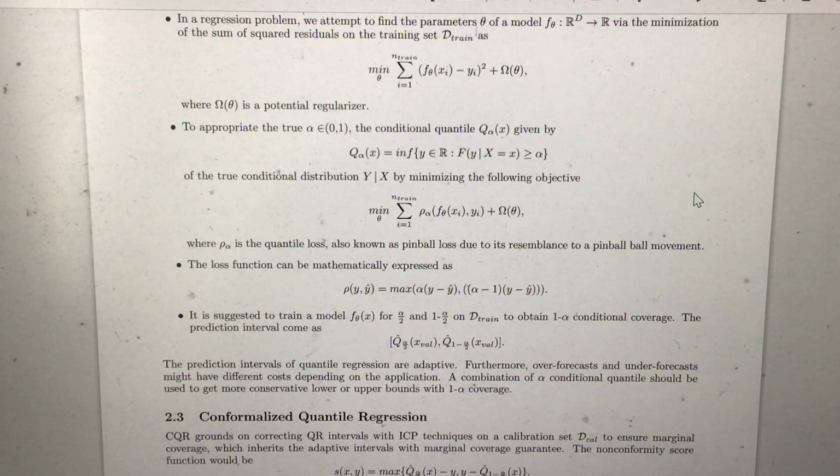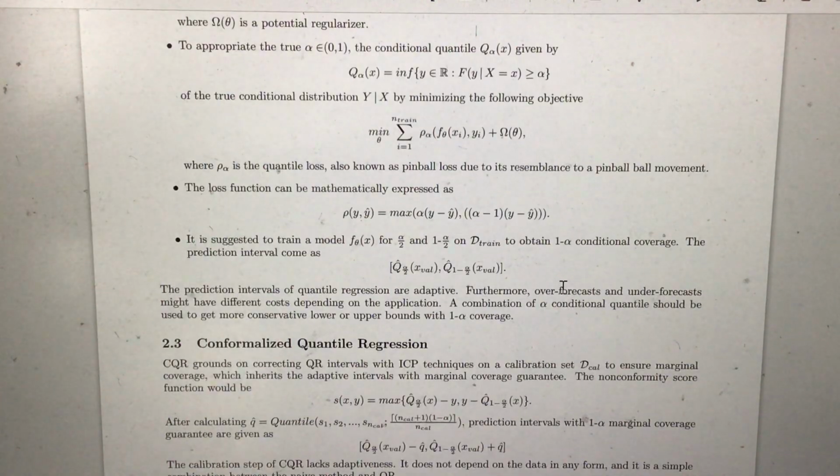This true conditional distribution of y given x is estimated by minimizing this objective: the sum of the loss of f of xi and yi, plus the potential regularization. The loss is a quantile loss, also called the pinball loss. The loss function can be mathematically expressed as the next one.